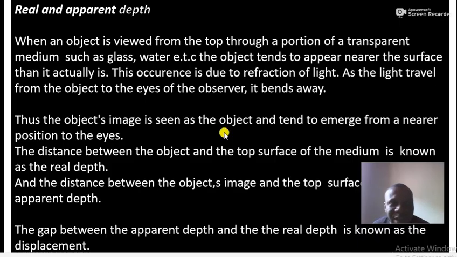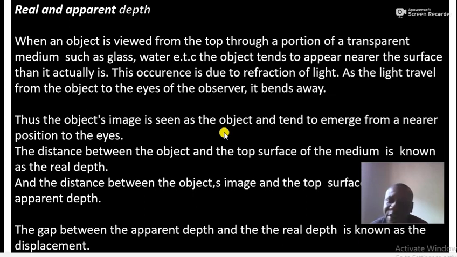Now, the real depth and the apparent depth. The real depth is a phenomenon that happens based on the last description, precisely refraction of light. What do we mean by real depth? As in the case of the swimming pool that I tried to explain briefly with our diagram, an object, when viewed from the top, will certainly appear to be closer to the surface.